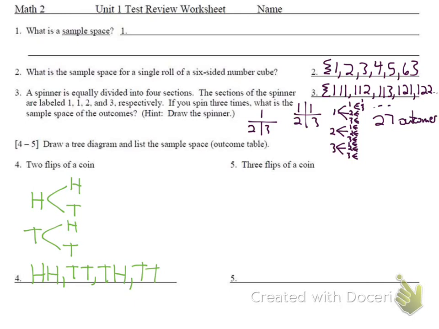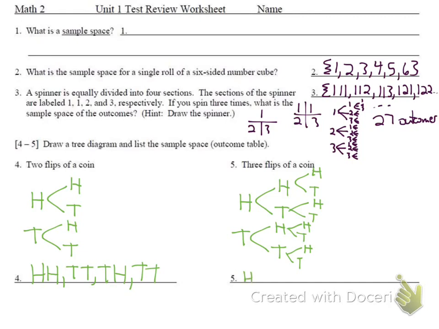Now if I took that and then went to 3 flips, we'll just borrow this from our first one. We can then from each of those create new branches, heads, tails, heads, tails, heads, tails, heads, tails, and this would actually give us 8 different outcomes.